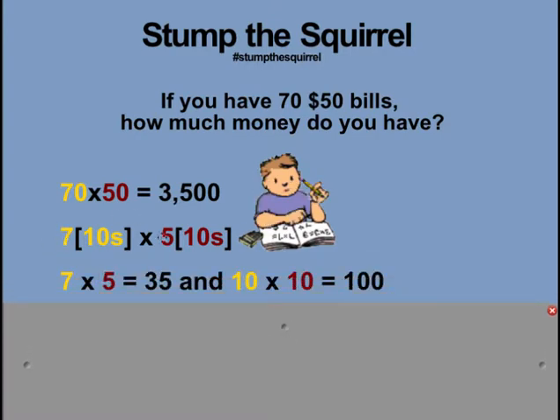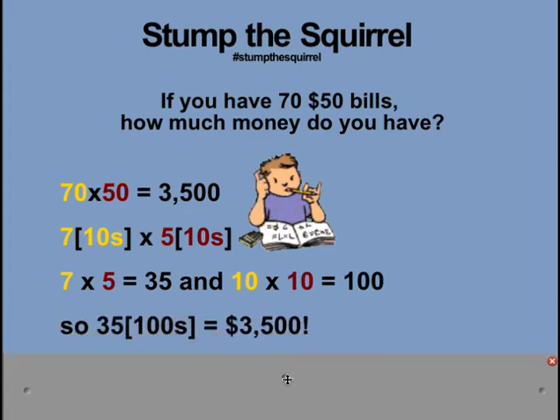I know that my basic fact 7 times 5 is equal to 35, and 10 times 10 is equal to 100. So really all it is here is 35 groups of 100s. 35 and the hundreds come back together, and we have $3,500. Does it make sense to you that if we have 35 hundreds, we would have $3,500? You would also have a lot of money.